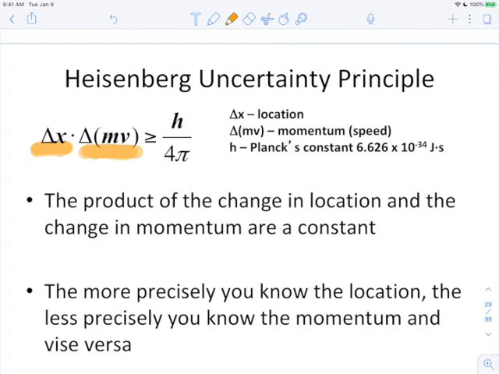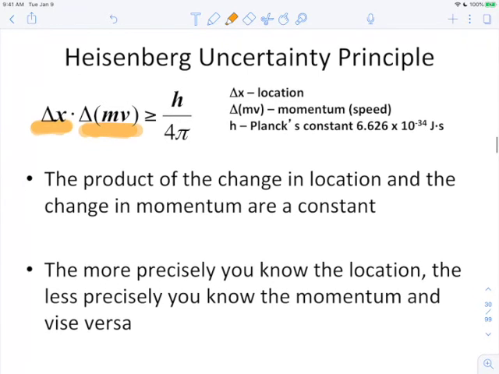So if I can say, hey, it's moving between, and I'm just going to make up some numbers here, let's say it's moving between 25 and 30 miles per hour. That's a pretty narrow range. I don't know much at all about where it is. But if I could say, hey, I know it's probably in building D at the LAC campus, I probably don't know too much about how fast it's moving. So the more you can narrow down one of those terms, the harder it is to narrow down the other one. The way this equation works is the product of the change in location and the change in momentum are a constant. So the more precisely you know one, the less precisely you know the other.